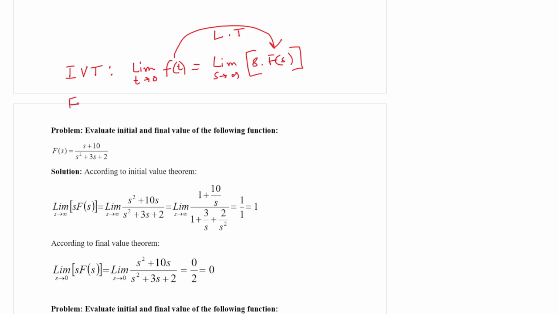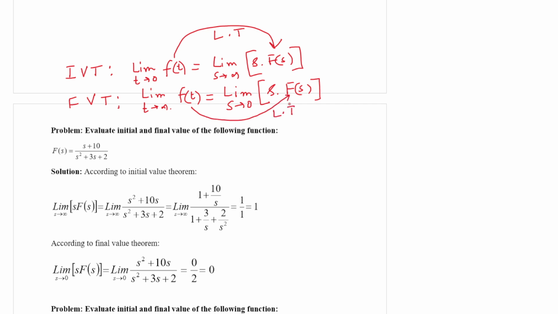And we have the final value theorem. The final value theorem is: limit t tends to infinity f(t) is equal to limit s tends to 0 s into F(s). Again, F(s) is the Laplace transform of f(t). So using these fundamental theorems, we will evaluate the initial value and final value of a function.